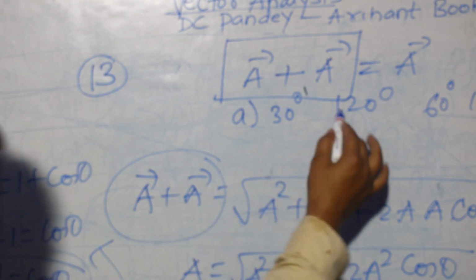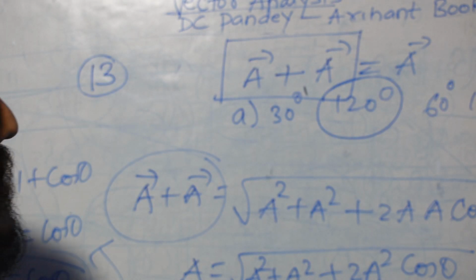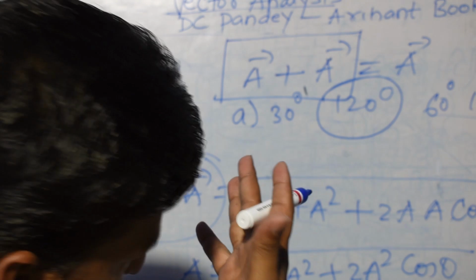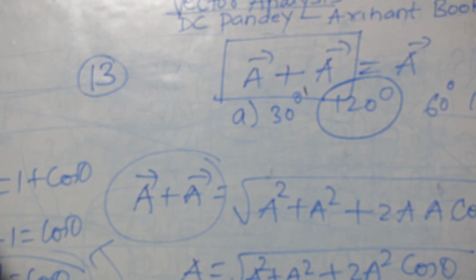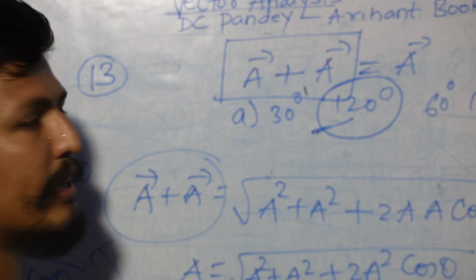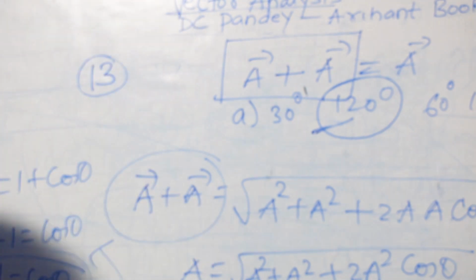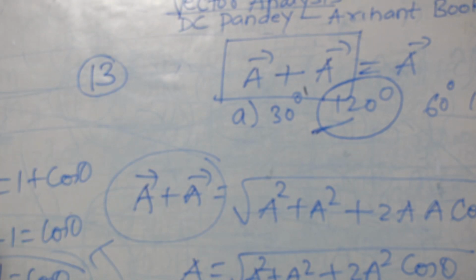So the correct option is 120 degree. Angle between this one was already asked in 2008 IIT JEE. So 120 degrees. This was question number 13. I hope you people got it. This is a little tricky but not much complicated.